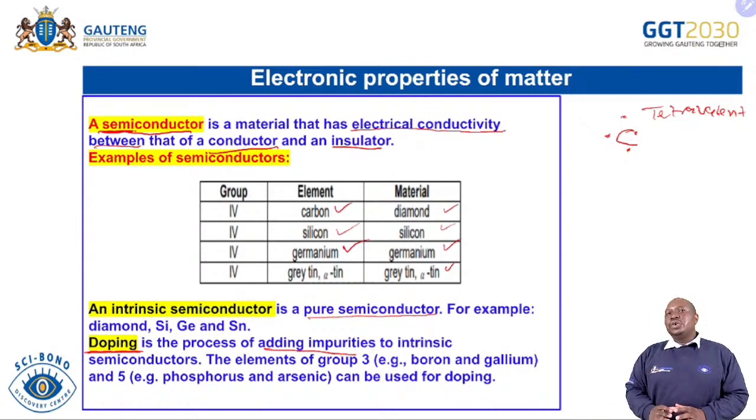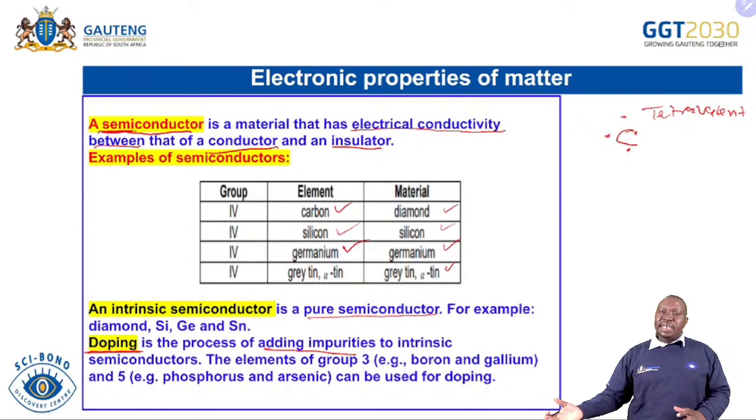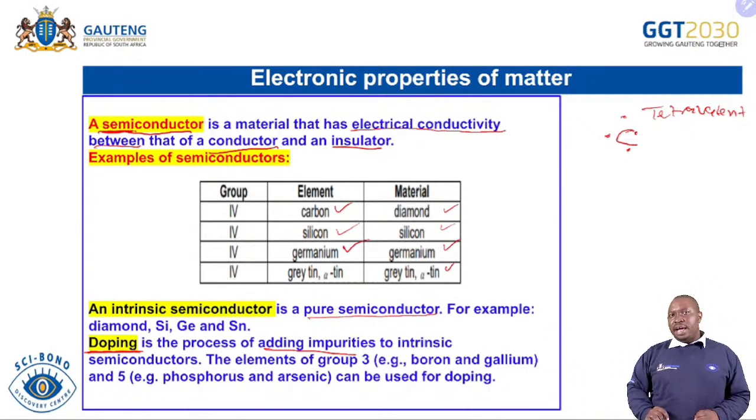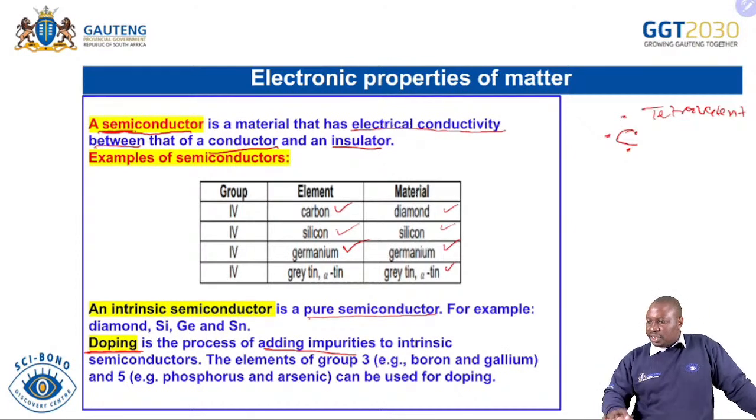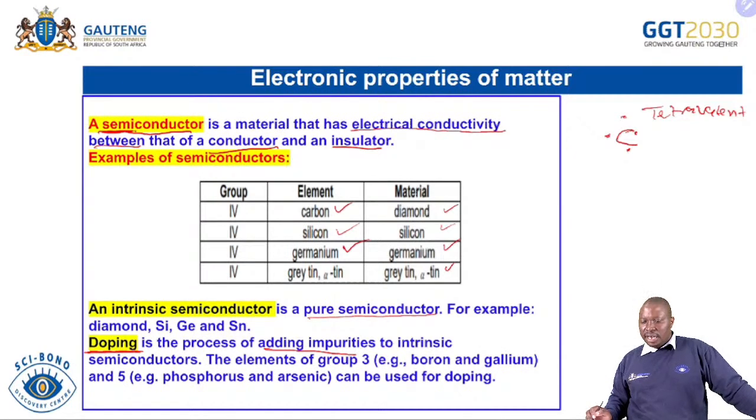So we're having a pure semiconductor, and we're going to bring impurities to it. We're going to make it dirty. You can ask yourself, for what reason? Because they were pure, why do you bring impurities? That is the focus of this lesson as far as doping is concerned. So during doping, we are bringing in impurities to intrinsic semiconductors.